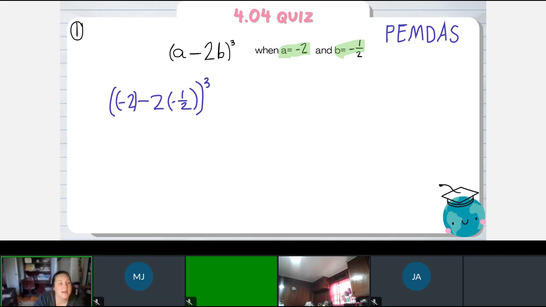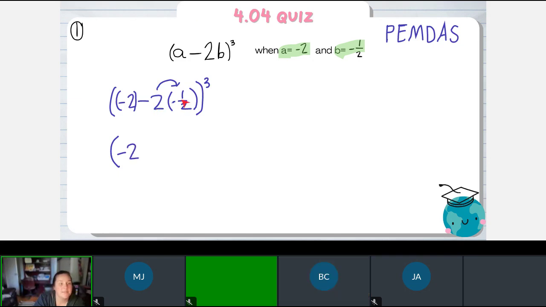I'm going to go ahead and multiply these two numbers. So I'm just going to copy down the first part of this problem, which is -2. And then we have -2 times -1/2. A negative times a negative is a positive. So we're going to put that right there, the plus sign. And then -2 times -1/2 is +1. Okay, close parentheses and copy our exponent down, which is 3.